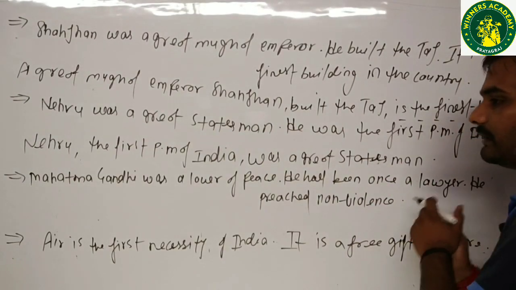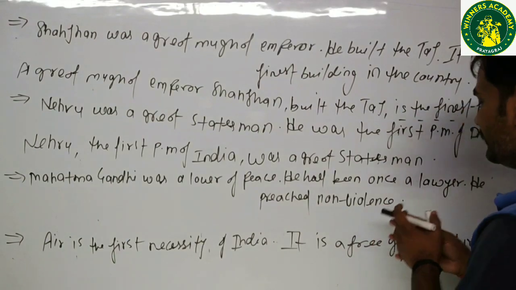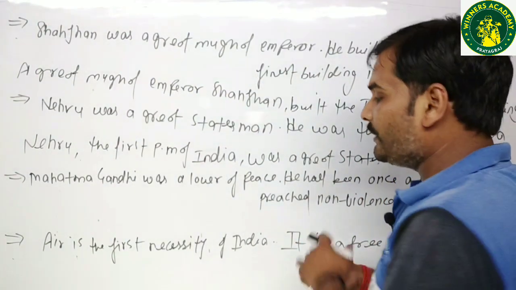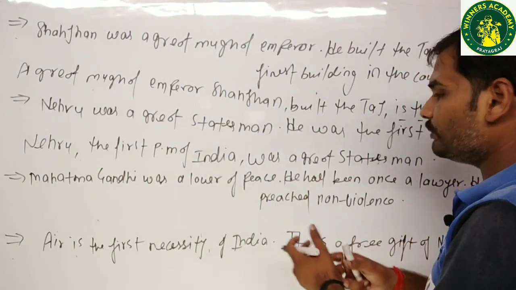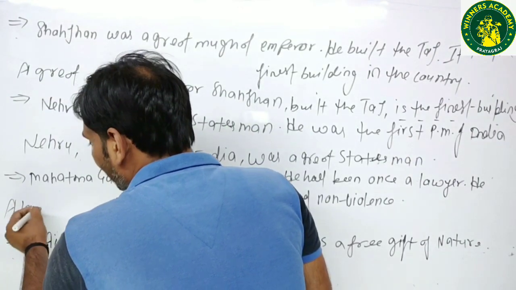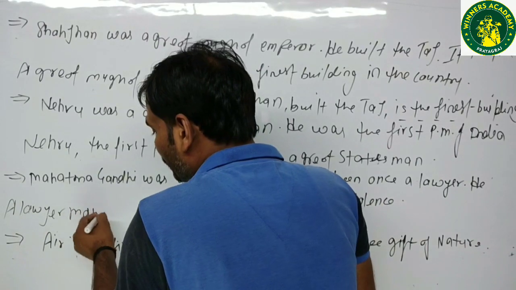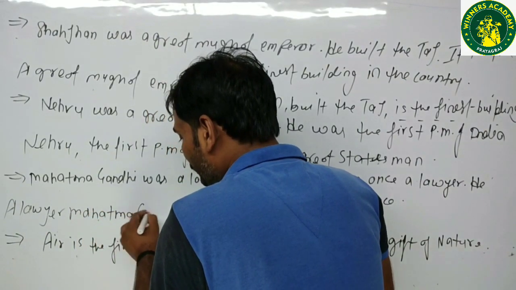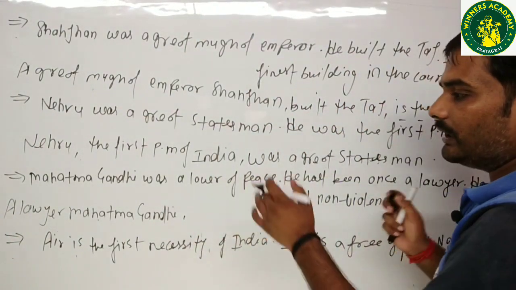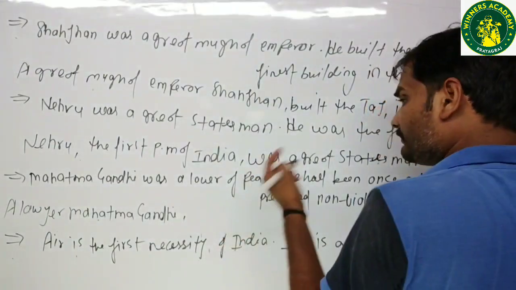Next is Mahatma Gandhi was a lover of peace. He had been once a lawyer, meaning Mahatma Gandhi loved peace, and he was a lawyer and he preached nonviolence. So if you want to construct this, first look at what we need to include. A lawyer, who is the lawyer? It is Mahatma Gandhi. So we have combined your two sentences into one. So a lawyer, Mahatma Gandhi, then add a comma, and now look at what to put here.